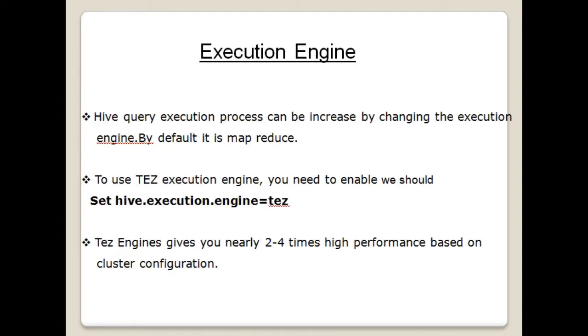The first technique is choosing the execution engine. By default, we all know Hive under the hood is using MapReduce only. But Hive query execution can be improved by changing the execution engine. It means instead of MapReduce, we can use the Tez engine. To use the Tez engine, we need to set a property, that is hive.execution.engine equal to tez.